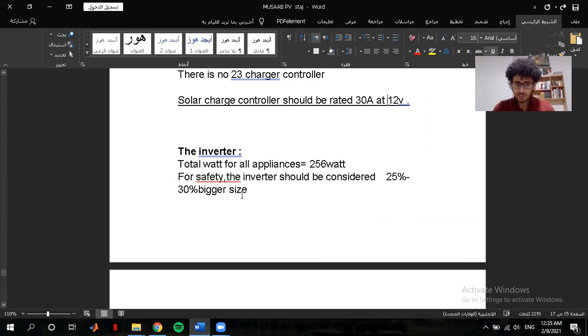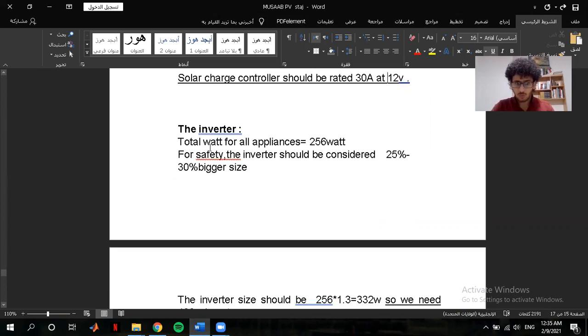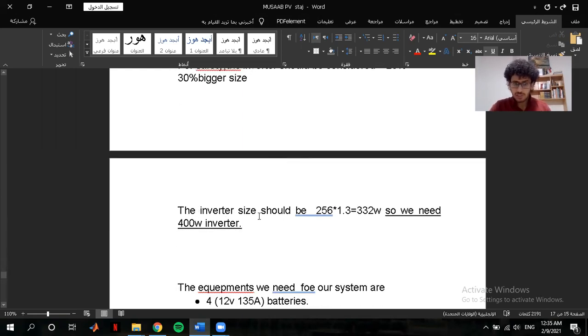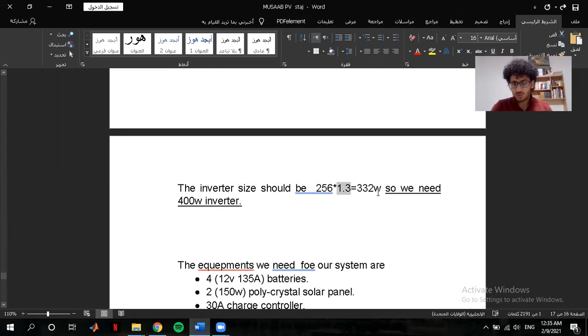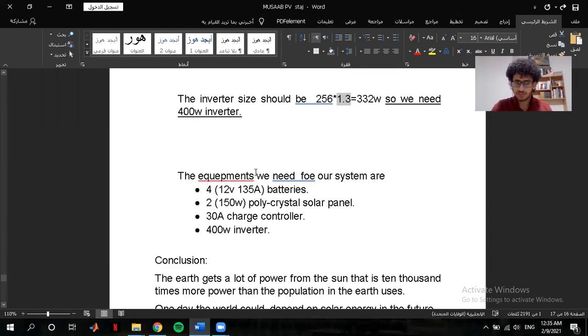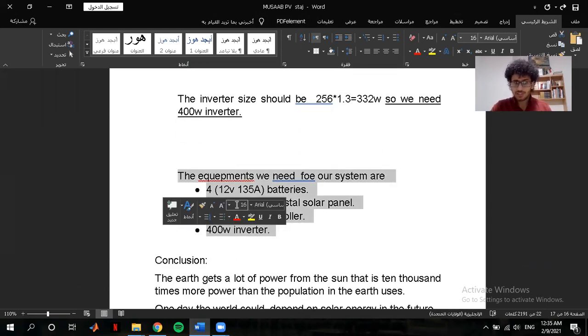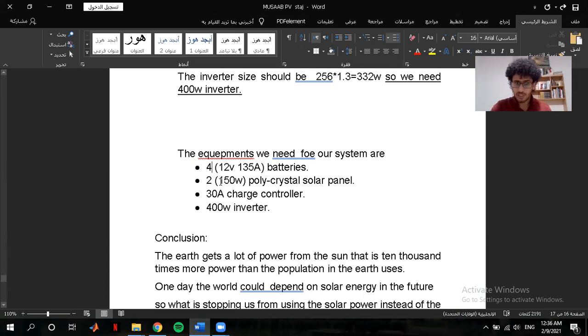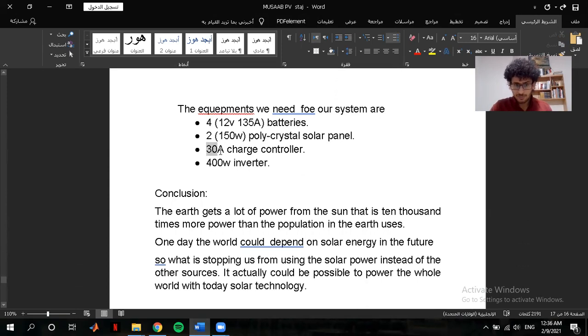Now let's go to the inverter. As we calculated before, the total watt for all appliances is 256, to which we add between 25 to 30% for safety or a bigger size. The inverter size should be 265 times 1.3, which is 30%. We get 323, so we need a 400 watt inverter. At the end, the equipment we need for our system is 4 batteries, 12 volts with capacity 135 ampere hour, 2 solar panels, each one is 150 watt, a 30 ampere charge controller, and a 400 watt inverter.